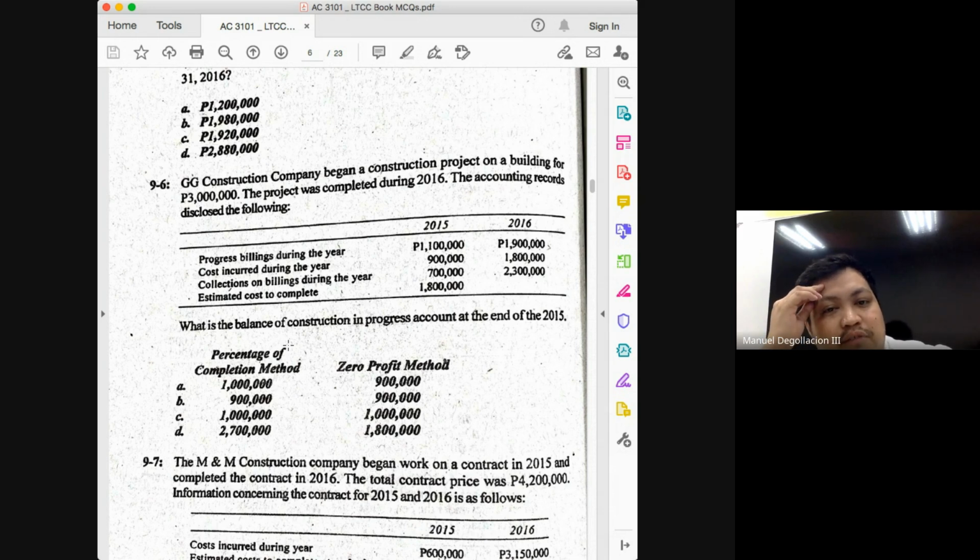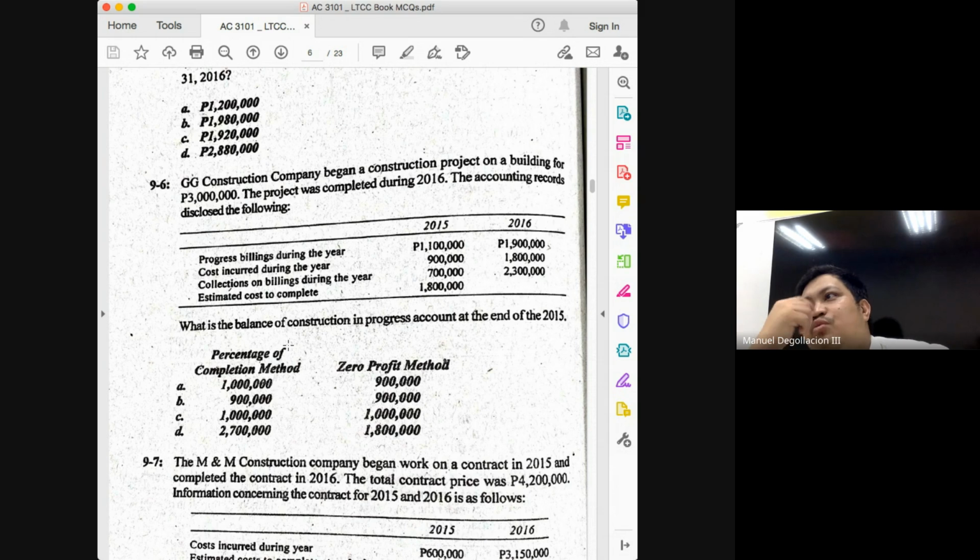Next, divided by cost at completion of 2,700,000. So that will give you a percentage of completion of 33 and 1/3%, or simply use 1/3. Multiply 1/3 with the 300,000 expected profit. That will give you 100,000. And that will form part of your construction in progress.